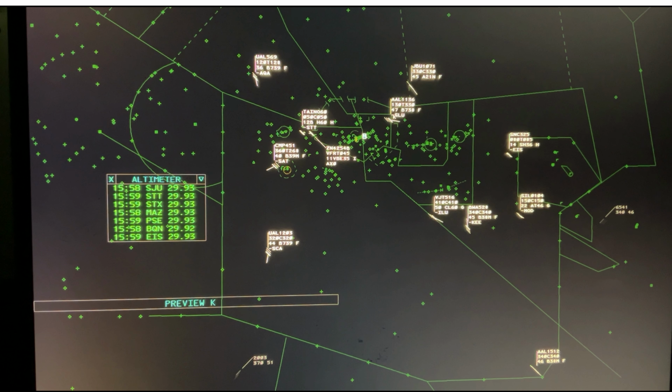Taino 6, air traffic, 12 o'clock, 5 miles, opposite direction, Bonanza, 4,500, VFR.